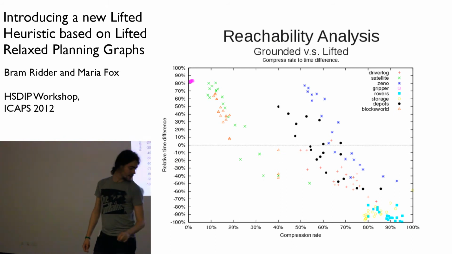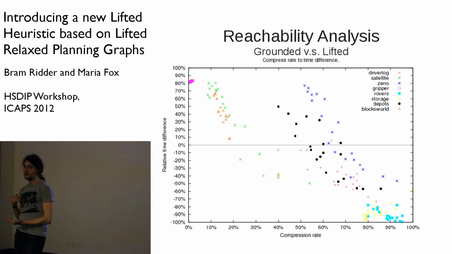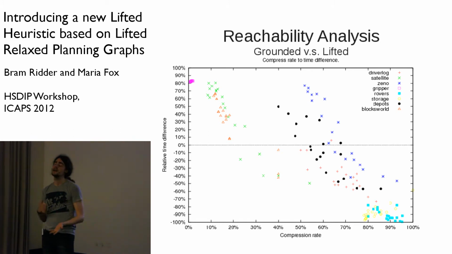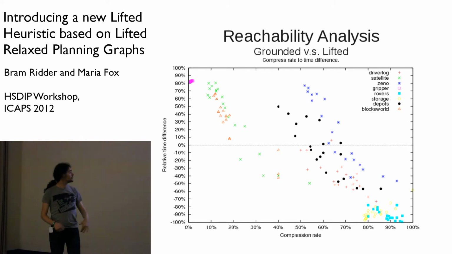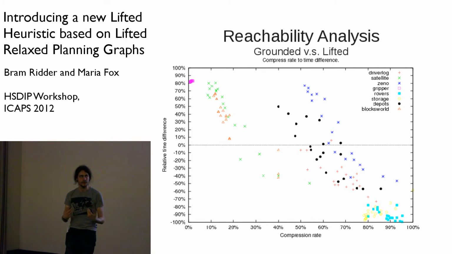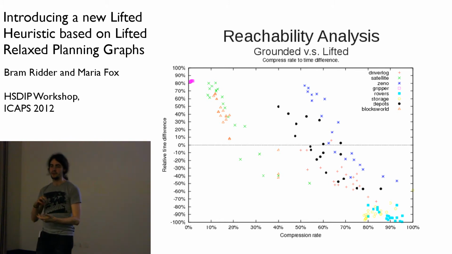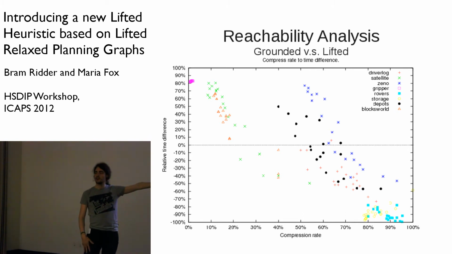To drive the point home, here is a graph of doing reachability analysis, both the grounded and the lifted case. On the y-axis, we see the relative time difference doing the reachability analysis, grounded and lifted. Everything above the line means the lifted case is quicker, and everything below means the grounded case is quicker. On the x-axis is the number of objects in a domain which eventually can be proven to be equivalent. And we can see that if very few objects can be made equivalent, on the left side, the grounded case will win.